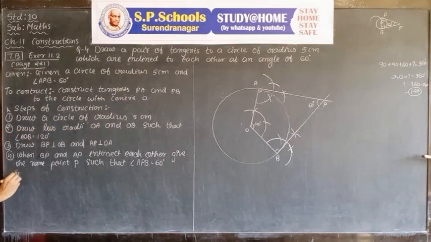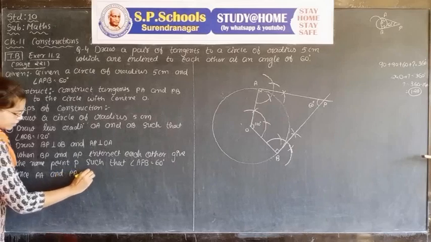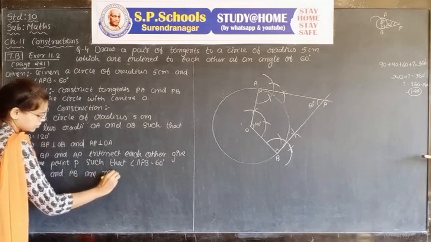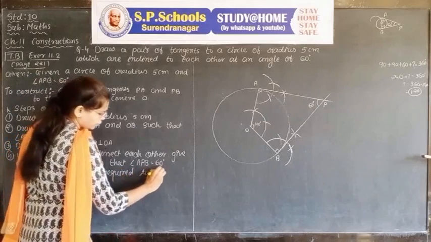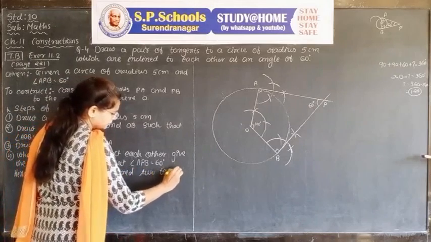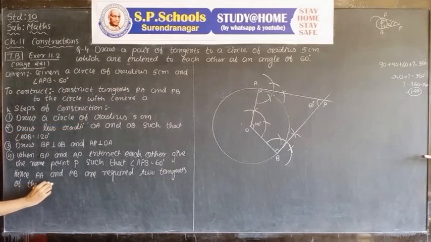Hence, PA and PB are the required two tangents of the circle.